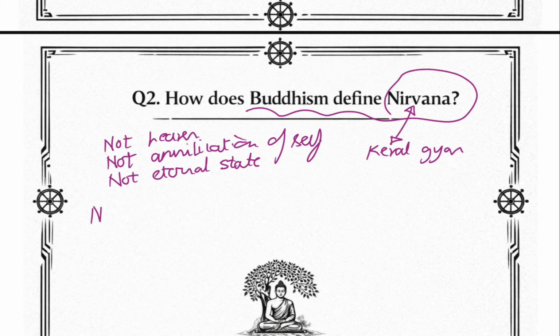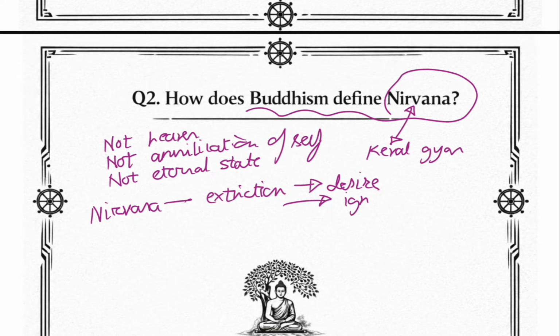Nirvana is the extinction of desire, of ignorance, and of attachment. It marks the end of the cycle of birth and rebirth, which we call samsara. Nirvana is the psychological liberation, not the physical or metaphysical destruction.